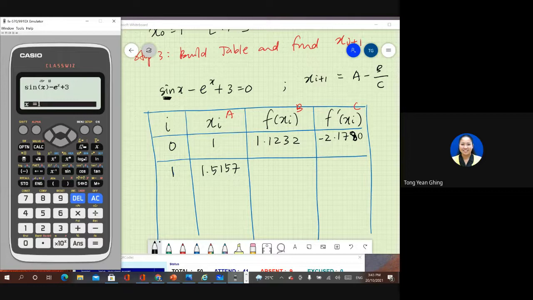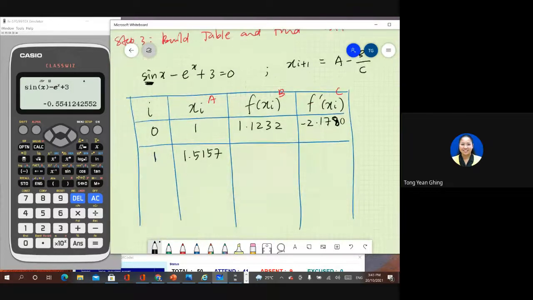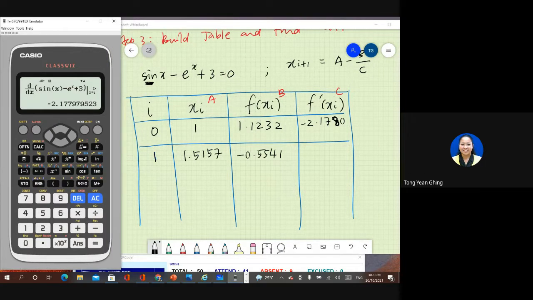Okay, so, and then we solve this one. Calculate 1.5157. Negative 0.5541. Okay, and then, yang ni pula. 1.5157, negative 4.4975.